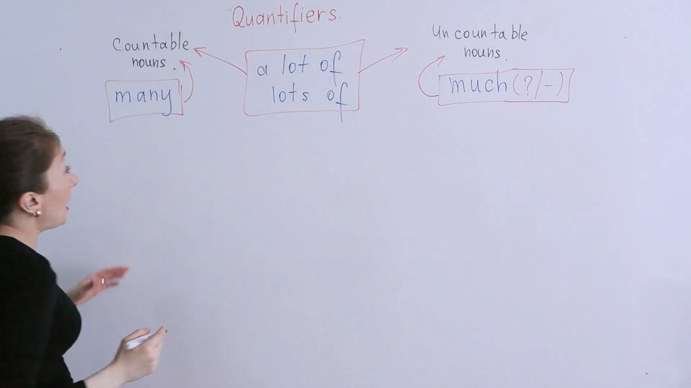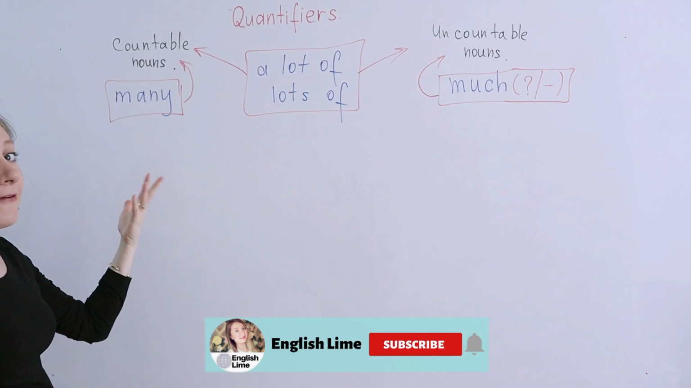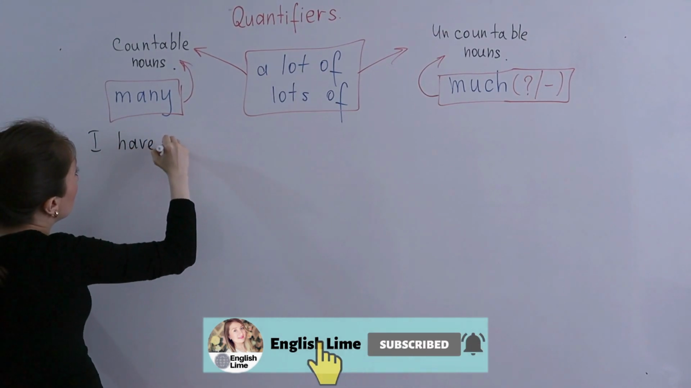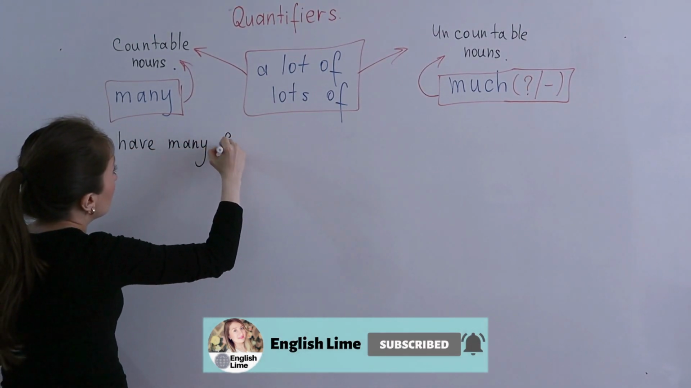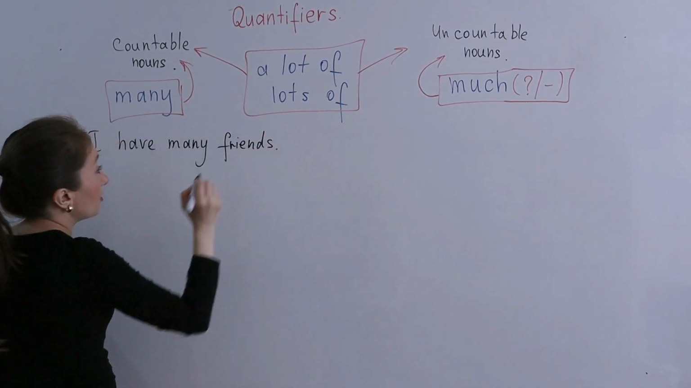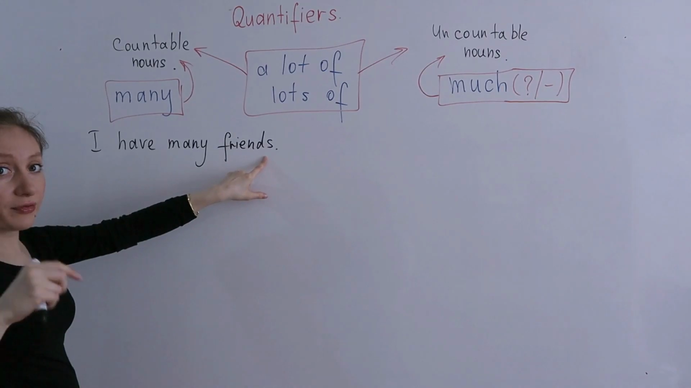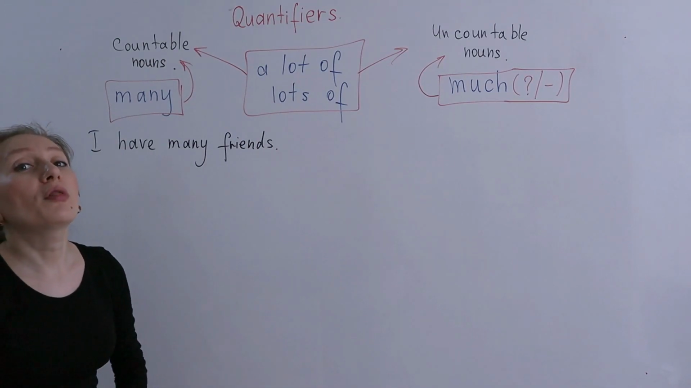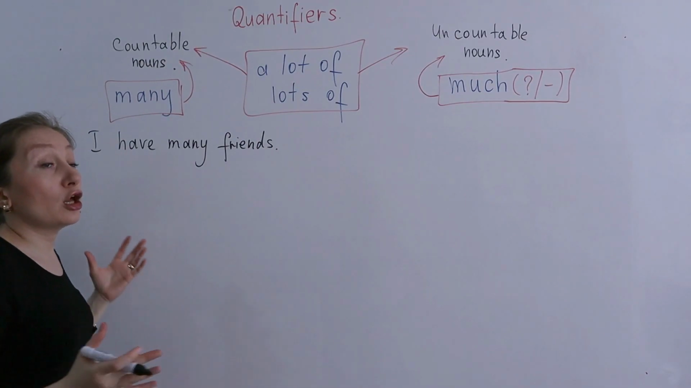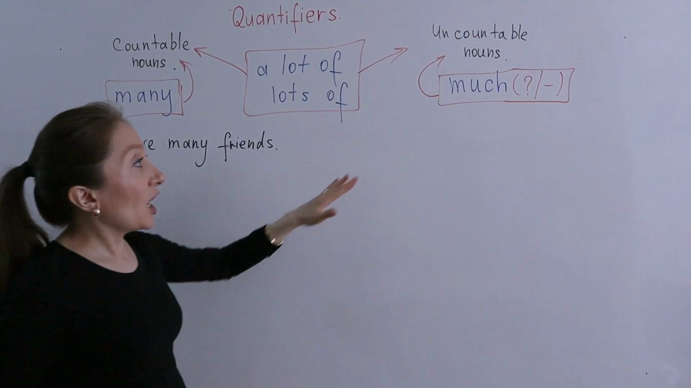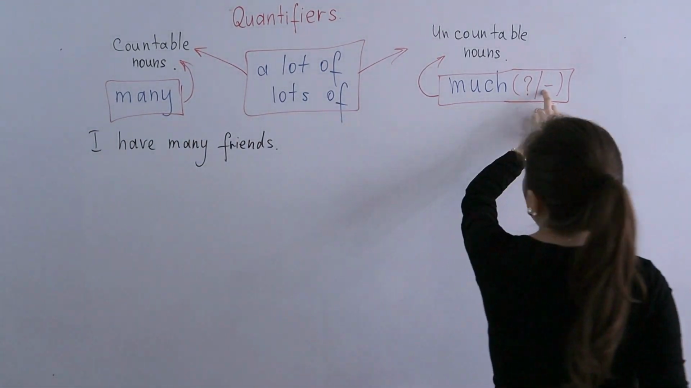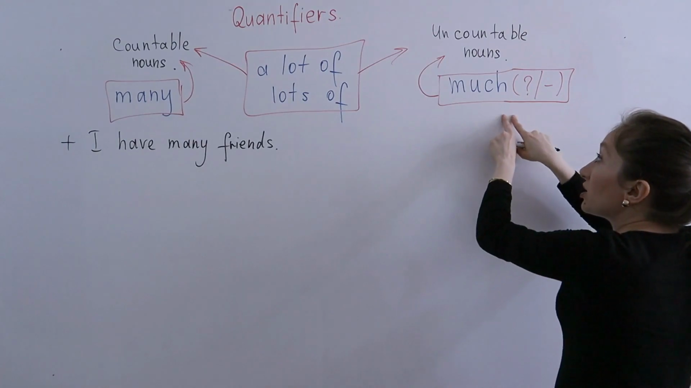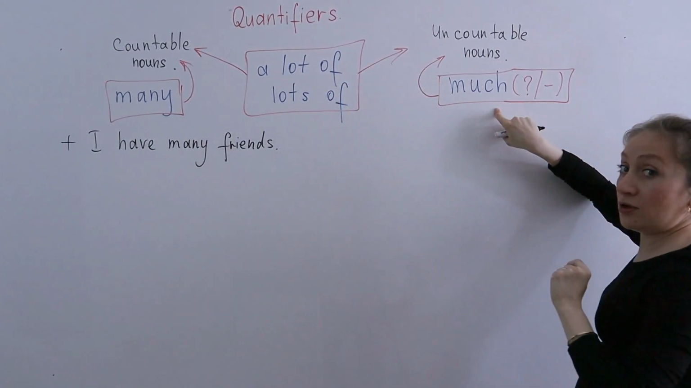For example, I have many friends. Friend is a countable noun. I have many friends, right? Friends. 1 friend, 2 friends, a lot, right? Many, it means more than maybe 5 or 6 or 7, a lot. So I have many friends. Here I told you we can't use much with positive sentences, and this is a positive sentence. We will change much into a lot of.